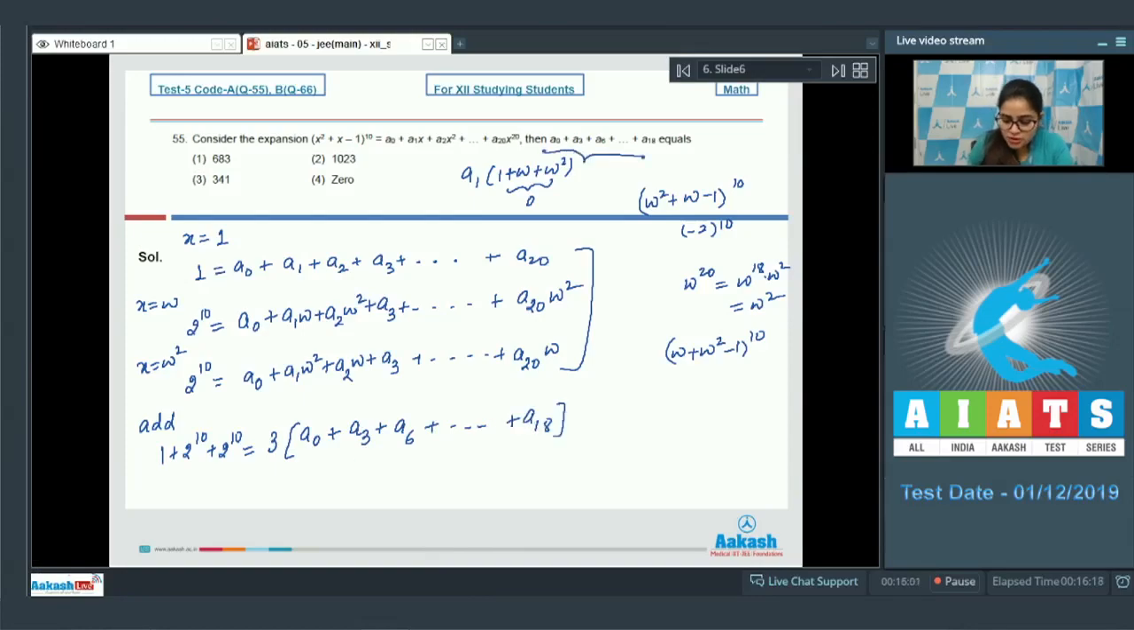So according to the question, you have to find out the value of a0 plus a3 plus a6 up to a18, which is equal to (1 plus 2 into 2 to the power 10) divided by 3. And you know 2 to the power 10 is equal to 1024. So 2049 divided by 3 is equal to 683. So your correct answer is option number 1.